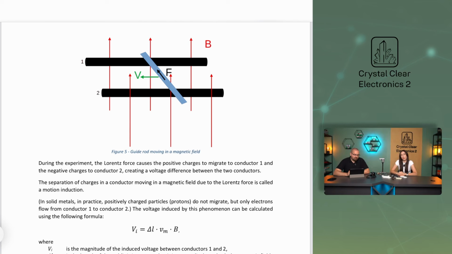The Lorentz force acting on the positive charges is marked in the figure. Of course, the negative charges are also subject to a Lorentz force of the same magnitude, but in the opposite direction. During the experiment, the Lorentz force causes the positive charges to migrate to conductor 1 and the negative charges to conductor 2, creating a voltage difference between the two conductors.